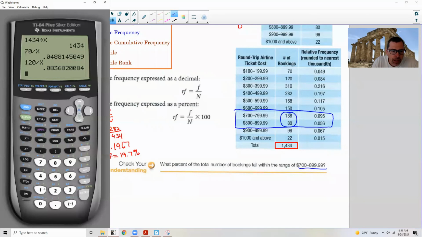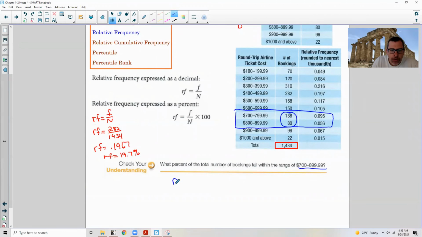So I'd put it in parentheses, 136 plus 80, whatever that gives me, and then divide that sum by my 1,434, and that will give me 0.1506, which rounds to 0.151. So, showing my work, I would say RF equals F over N.